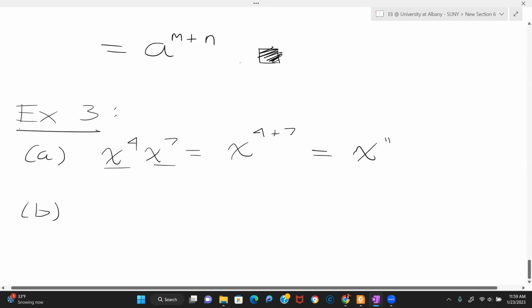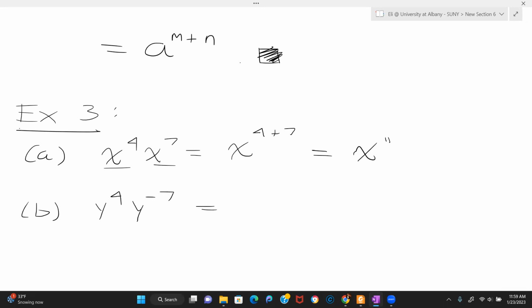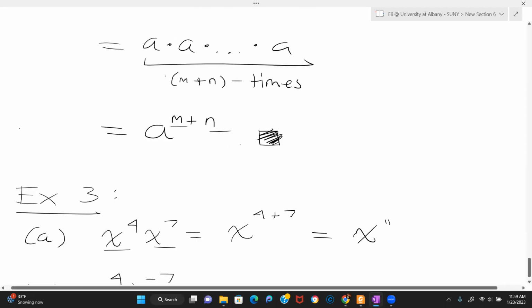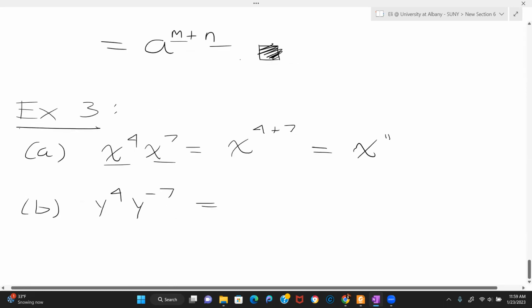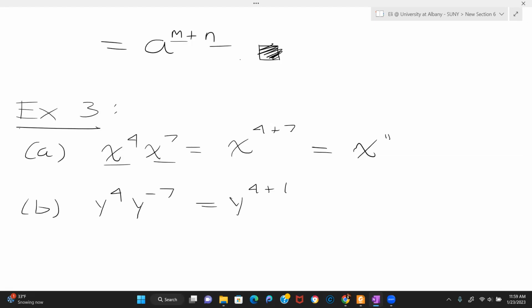Now you have y to the 4th times y to the negative 7th. In this case, we only proved a special case for m and n positive, but it does hold more generally for any positive or negative integers. So again, you're going to add the exponents. So this would be 4 plus negative 7, which gives you negative 3. And of course, you can write that as a fraction if you want, it doesn't matter.